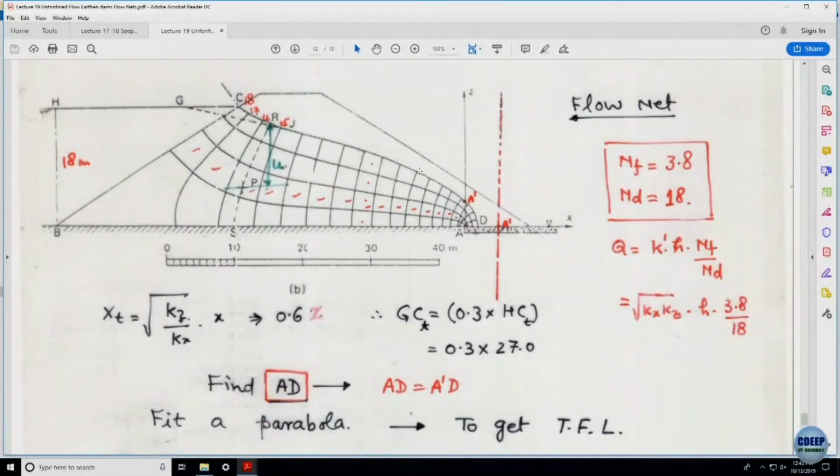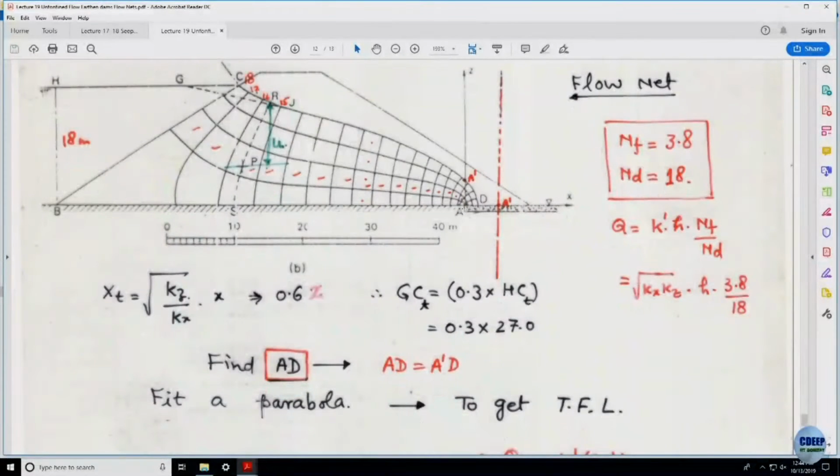If the flow net is done, I can draw a line passing through A in the vertical direction. Wherever this cuts the top flow line, this becomes my A prime. A prime distance I can measure on the filter bed. I can draw a line passing through this. This will become the directrix. Okay. Once you have done this construction, the rest of the things are simple. So, if I know the NF and ND, if I multiply it by the H value, I can find out the discharge taking place through this section.